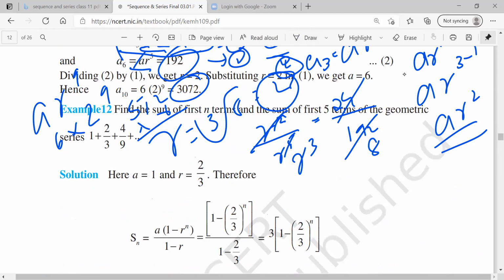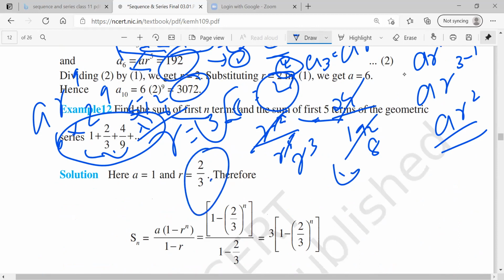Find the sum of this question. Yes, the sum of the first n terms and the sum of the first 5 terms of a geometric progression. Since it is a geometric progression, we clearly know the common ratio should be the same. So 4 by 9 divided by 2 by 3, or else 2 by 3 by 1, gives 2 by 3 itself.